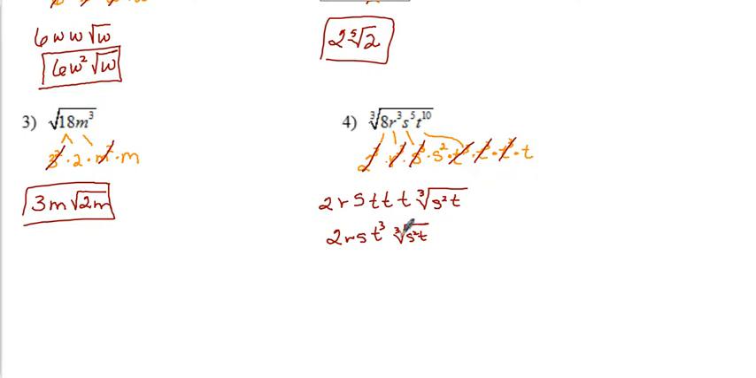Please don't forget to put this little 3 on this shelf here. Otherwise, you're telling me that you're taking the square root of this. That's not what you're doing. You're taking the cube root of these leftovers. So that is your simplified radical.